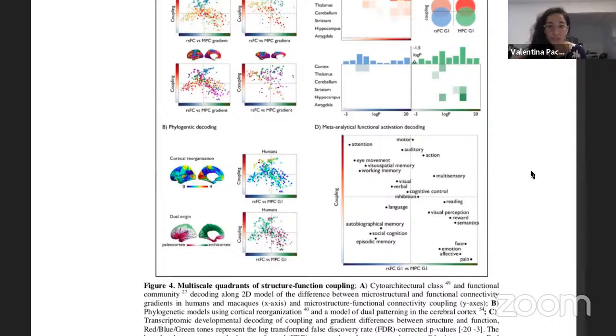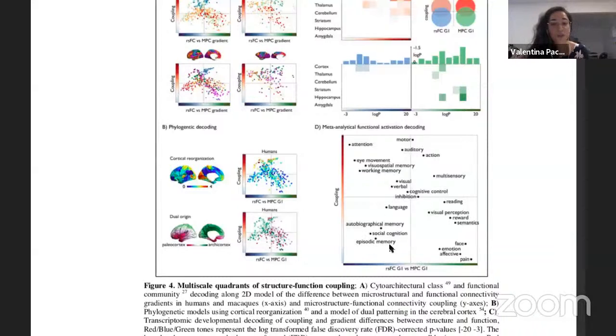And finally, they projected meta-analytic maps retrieved from Neurosynth onto the reduced space to see how they rearrange themselves, and they see that the lowest uncoupling, so the lowest coupling functions, are related to autobiographical memory, social cognition, and episodic memory.